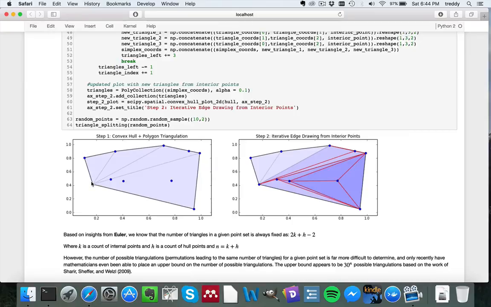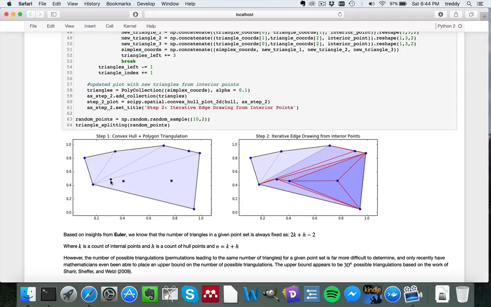You can see that the convex hull is plotted right here through these outer data points. And then we've done the triangulation on the polygon, which corresponds to the convex hull. And then we've produced a number of triangles as a result of that. So there's 4 triangles here. And then what we do is we take each of those triangles and we look for points that are inside of them. So this point here, and this point here, and this point here.